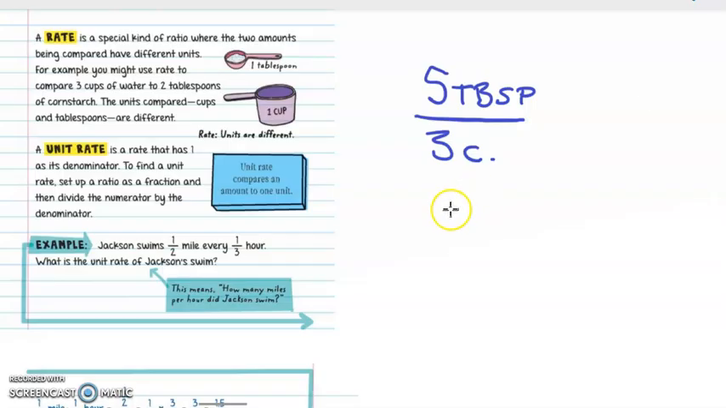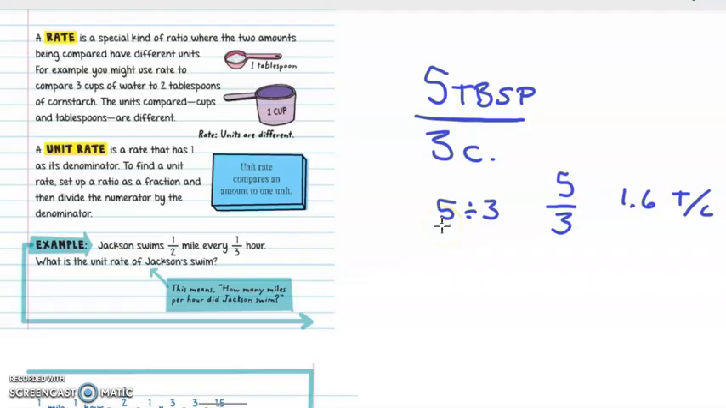But to make it a little bit more useful, we might want to have a unit rate, which means we take 5 divided by 3, right? If we look back at our original ratio there, and we do that division. So 5 divided by 3 is going to give us 1.66666, and that's just a repeating decimal. We could just say that that's 1.6 tablespoons per cup, per single cup.